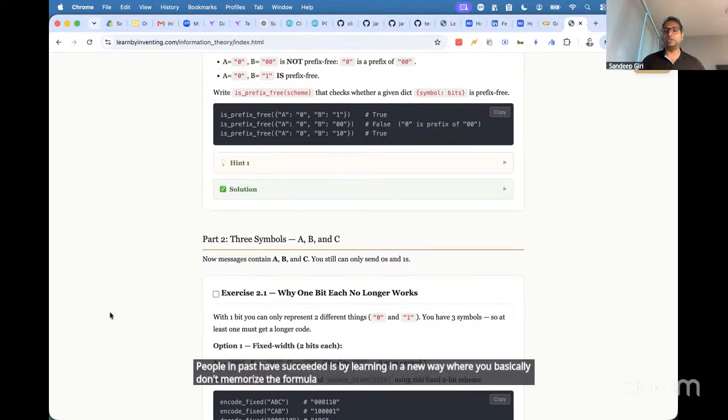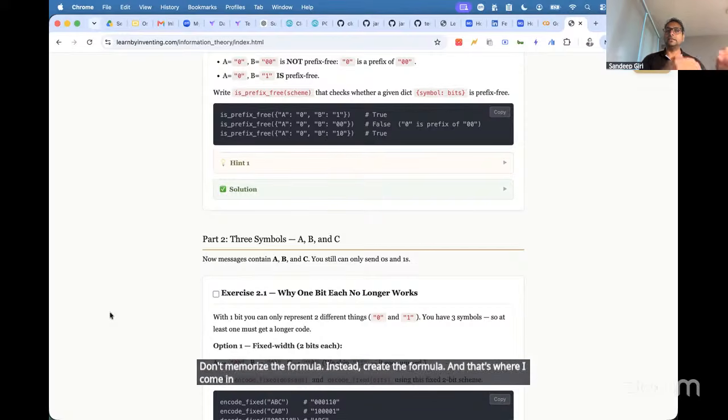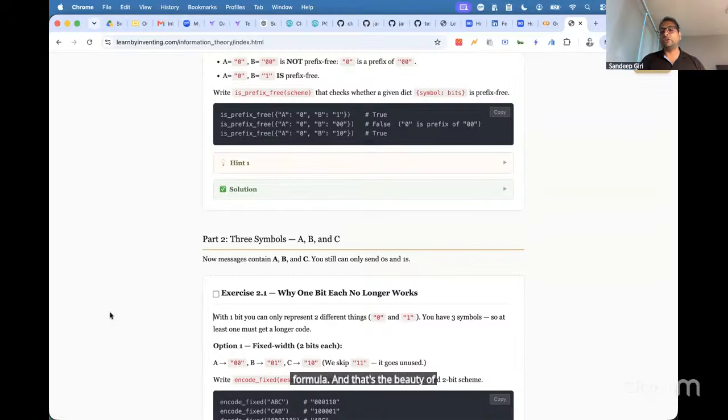You want to learn Pythagoras theorem? Don't memorize the formula. Instead, create the formula. That's where I come in. I give you exercises, and by solving those exercises, you will come up with your own formula. That's the beauty of Learn by Inventing. That changes you forever. It brings a change in you. You start looking at the world in a very different way.